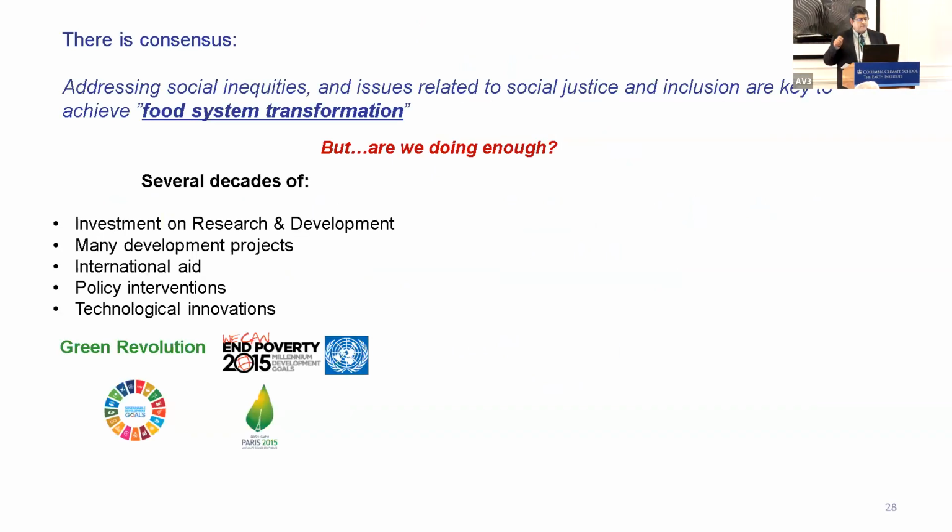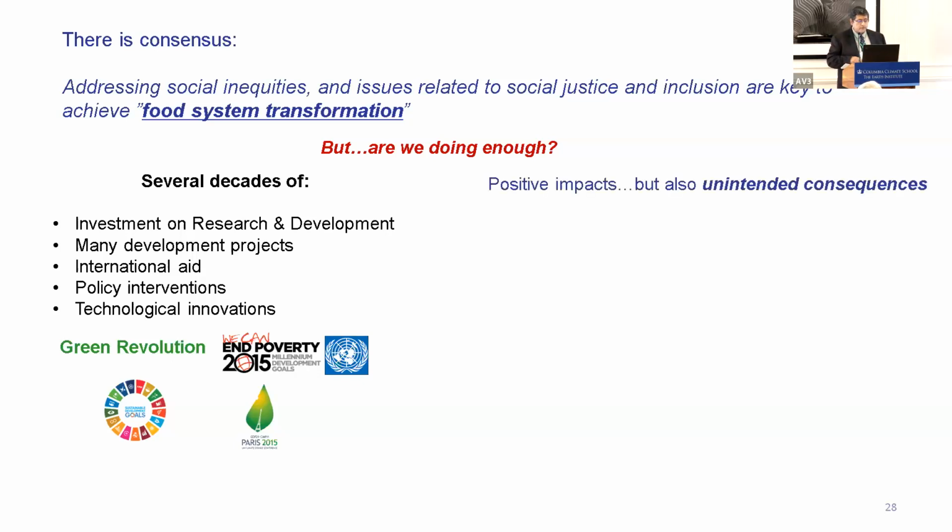And there have been several decades of investment on research and development, many development projects, international aid, policy interventions, technology innovations, motivated by different things, right? From the Green Revolution, the Millennium Development Goals, Sustainable Development Goals, now the Paris Agreement, just to mention a few of these major drivers that motivate the policy action or innovations.